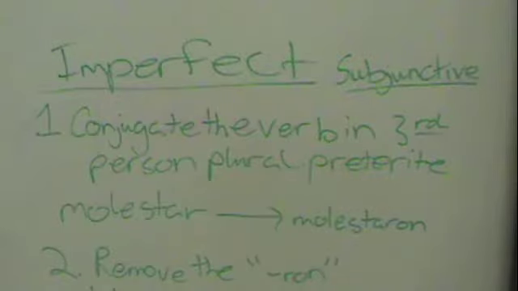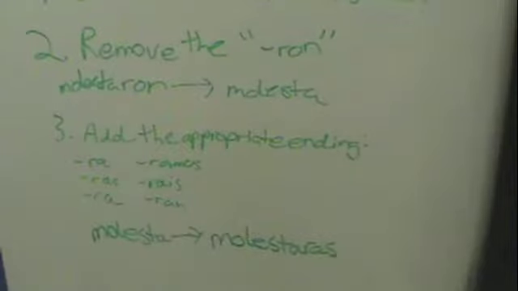First, you conjugate the verb in third person plural preterite. So if you're using the verb molestar, you conjugate it to molestaron. Second, you remove the ron off of the verb. So from molestaron, you get molesta. Third, you add the appropriate ending, which is either ra, ras, ra, ramos, ran. So for molesta, you'd have molestara and then molestaras.